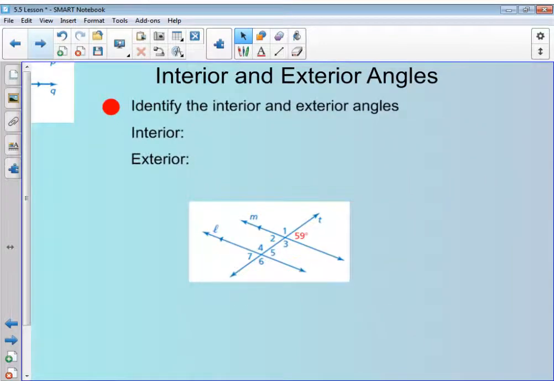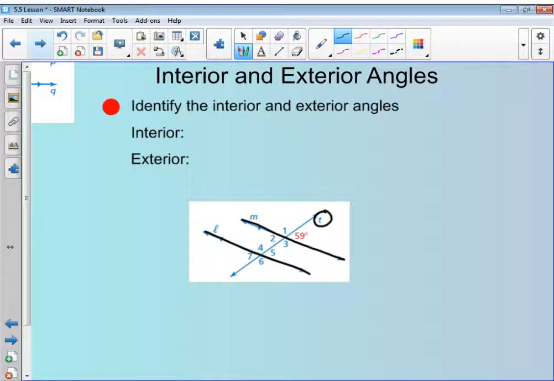Okay, so here it says identify the interior and the exterior angles. So if you need to, you can trace over those parallel lines, just to make it a little bit more visual. And I did a horrible job covering up one of the numbers. Okay, and remember, once again, this line that cuts through those 2 parallel lines is called the transversal, or a transverse line.